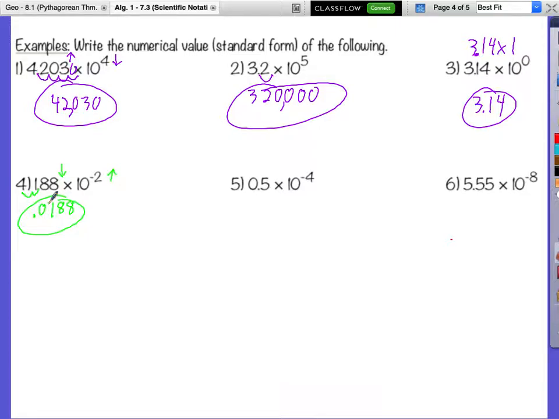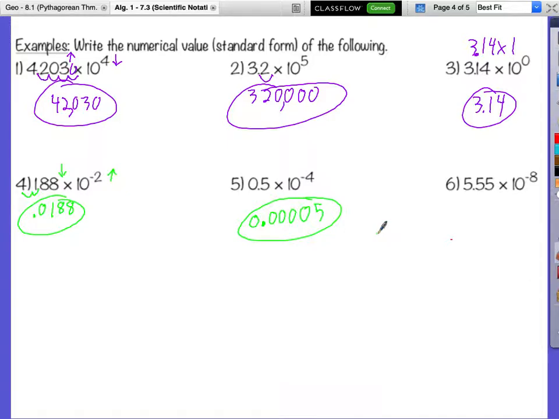William, what did you get for 5? Yes. So you can have a 0 here before the decimal. You don't have to have it. If you do, that's okay. 0.0005. 4 zeros there, then 5. Move the decimal over 4 times, creating 4 zeros.